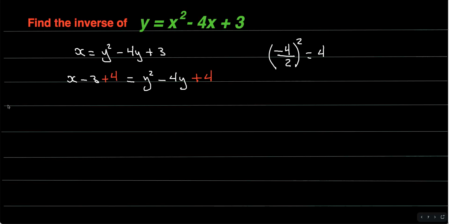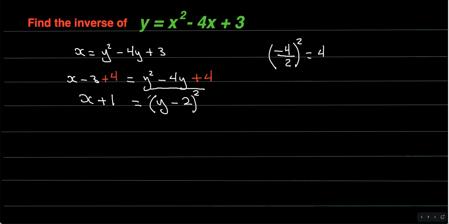After this, we're going to get x plus 1 here. But here, this will factor into y minus 2 squared. When you complete the square, you know it's a perfect square trinomial, so it factors into y minus 2 squared. Now it's easy from there on. To solve for y, now we have only one y.